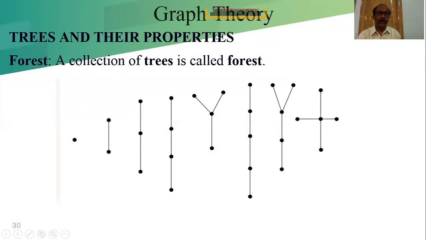Trees and their properties. Forest. What is called a forest? A collection of trees is called a forest. So this is a collection of trees. So this is a forest. There is not only one tree, there is a collection of trees. Each and every tree is connected, but they are separated. That's why it is a forest.